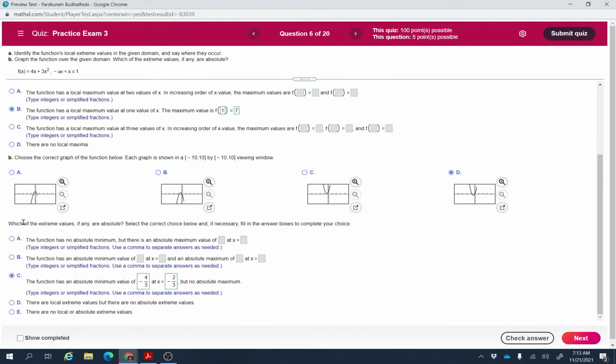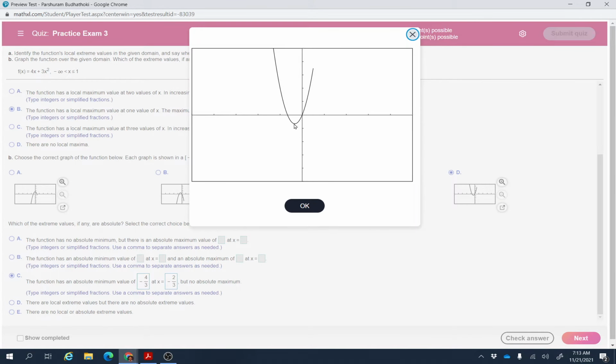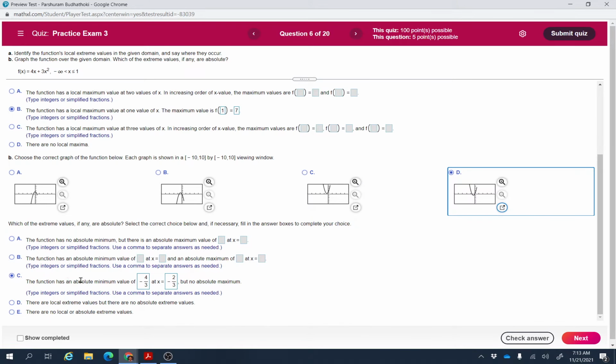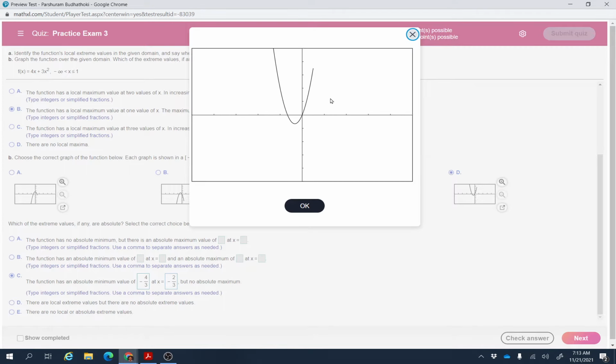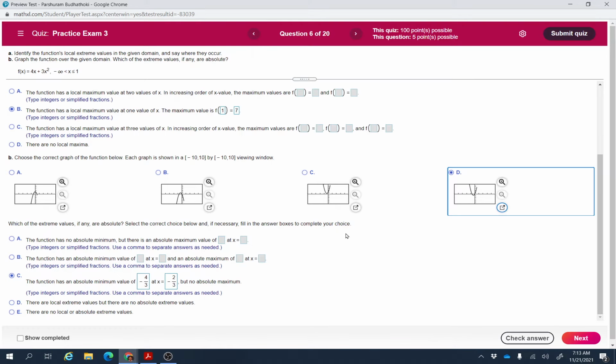Now, which of the extreme values, if any, are absolute? By looking at this graph, you can see that the only absolute minimum value is at -2/3, and for the maximum there is none, because this graph keeps growing to the left side. So the function has an absolute minimum value of -4/3 at x equal to -2/3, but no absolute maximum value. Remember, this value at 1 is a local maximum, not an absolute maximum. Absolute maximum means it's the largest value.